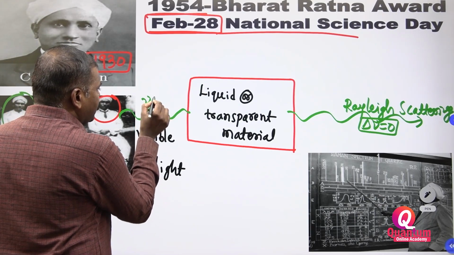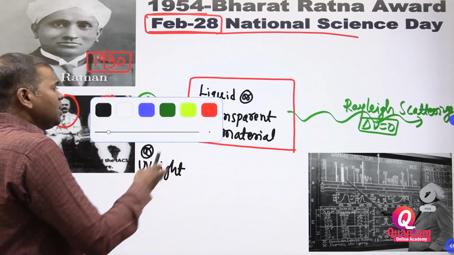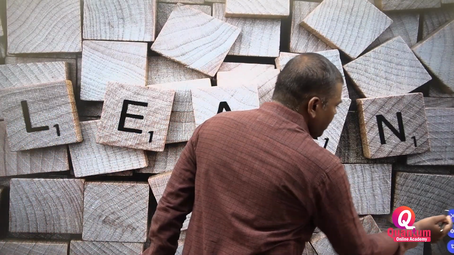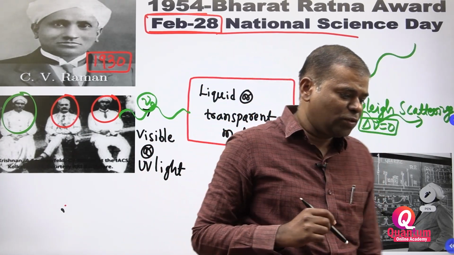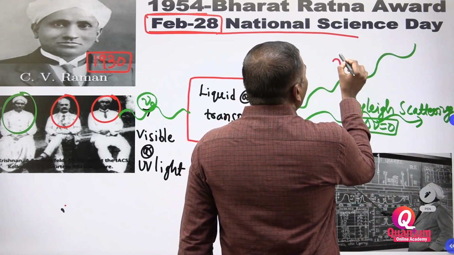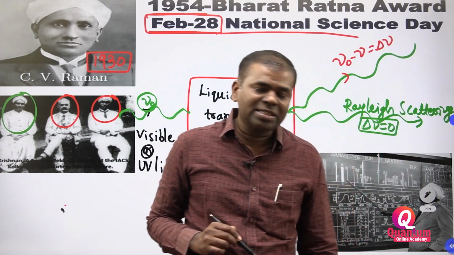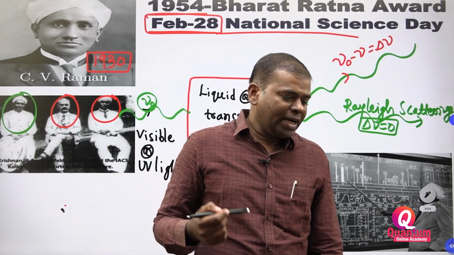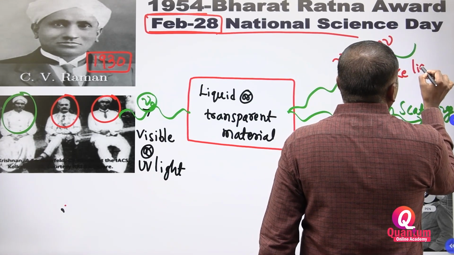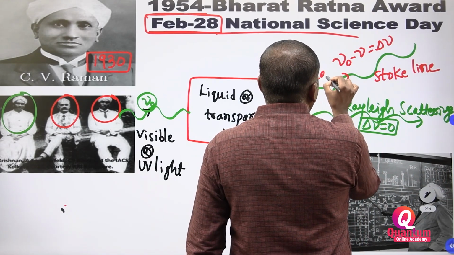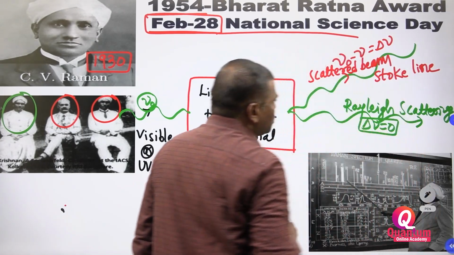The incident frequency is mu naught, and delta nu is equal to 0 for Rayleigh scattering. Suppose some portion is scattered with frequency mu naught minus mu. This is the shift, a lower frequency shift. That we call the Stokes line. This is a scattered wave, the scattered beam. That is the Stokes line.